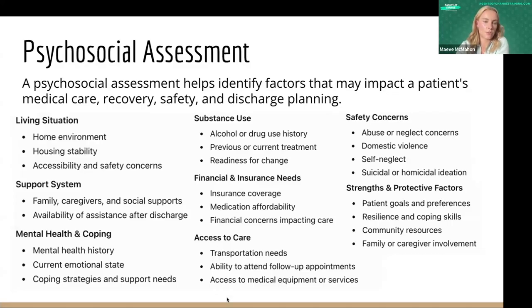Their mental health. What is their mental health history? Where are they currently at? Even if they don't have a mental health history, how are they doing with getting admitted to the hospital, maybe with a new diagnosis? What is going on with them in that situation?